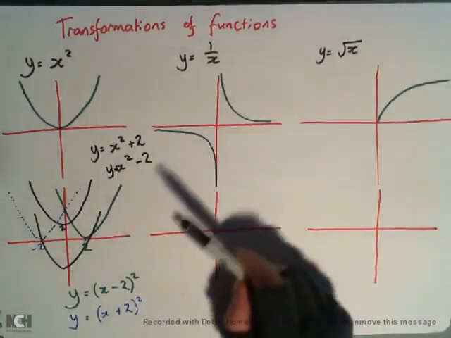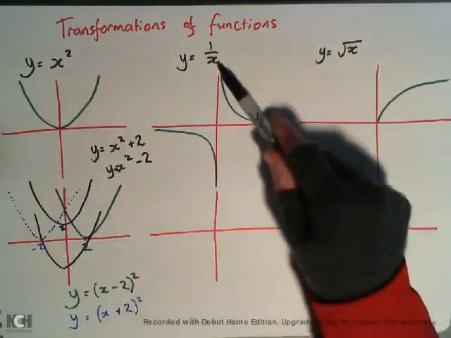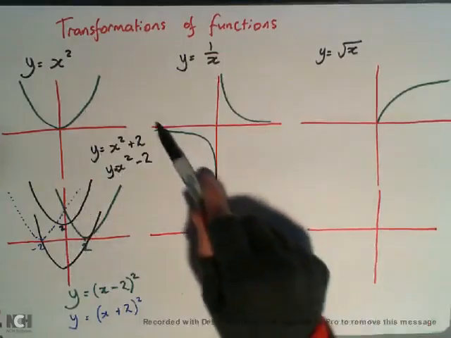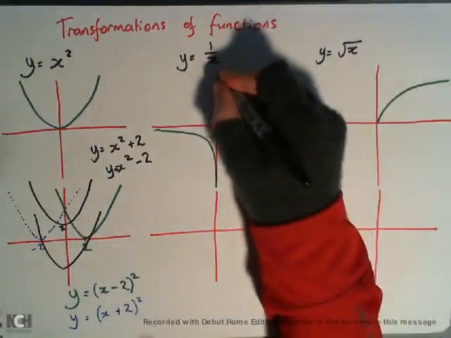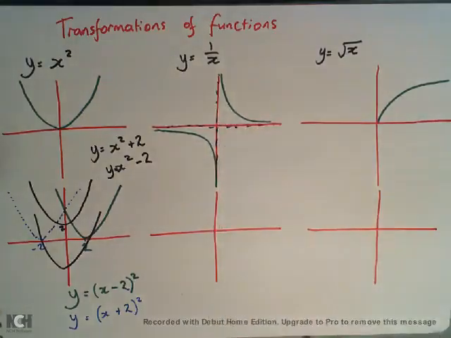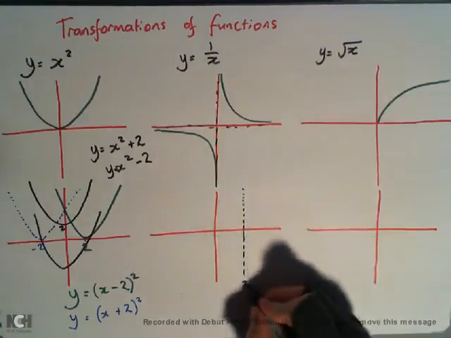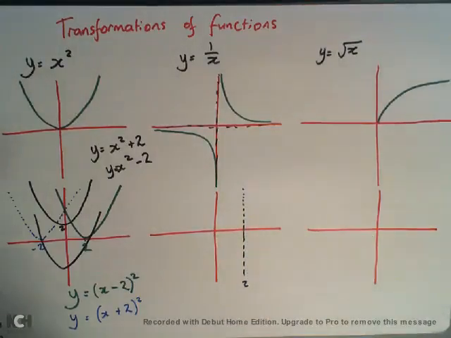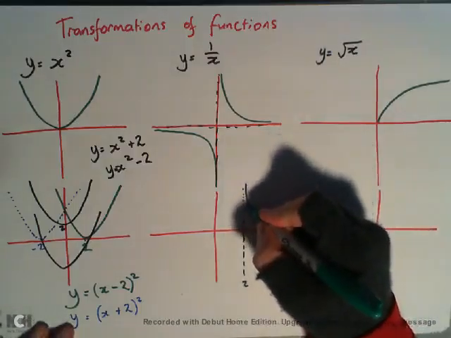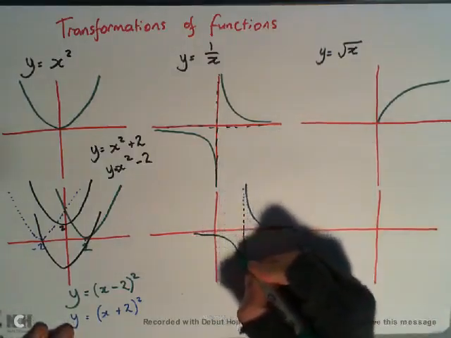Similar effect here, except instead of the turning point for x squared, with 1 on x we're looking at the asymptotes. You've got a vertical asymptote and a horizontal asymptote. So moving it left and right, I want to move it to the right 2. Moved it to the right, we have the same shape, except now it just looks like this. Not much different.